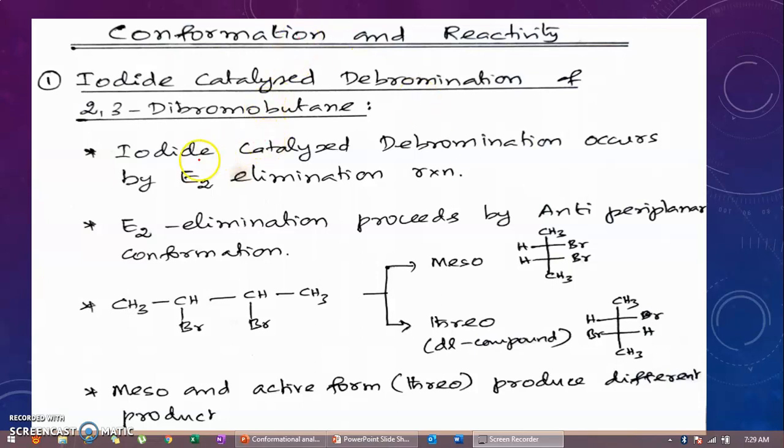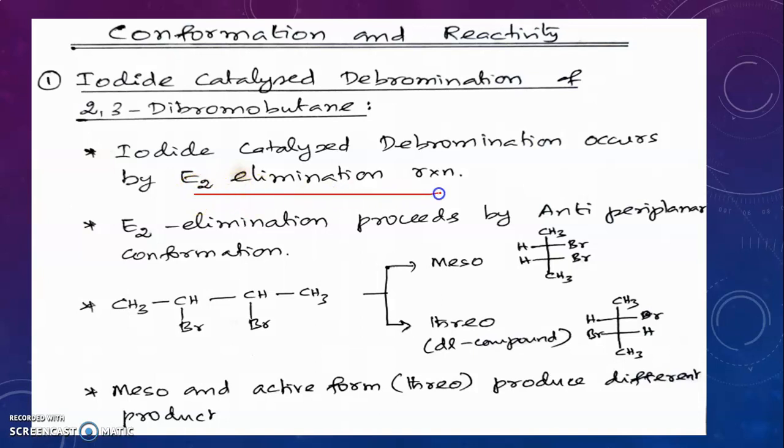See, iodide-catalyzed debromination occurs by an E2 elimination reaction. It is a bimolecular elimination reaction. For E2 elimination, the preferred orientation is anti-periplanar. In debromination, we are going to remove bromine atoms from adjacent carbons. The 2 eliminating groups, this bromine and this bromine, must be in anti-periplanar conformation. That is the preferred conformation for E2 elimination. Are you able to understand?